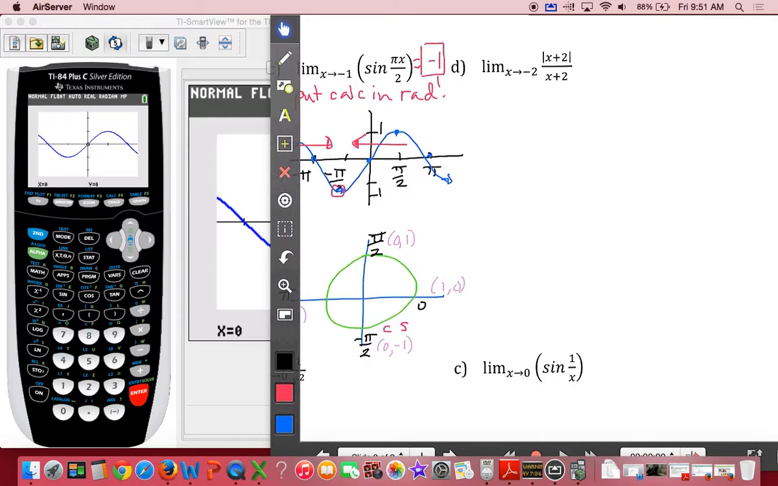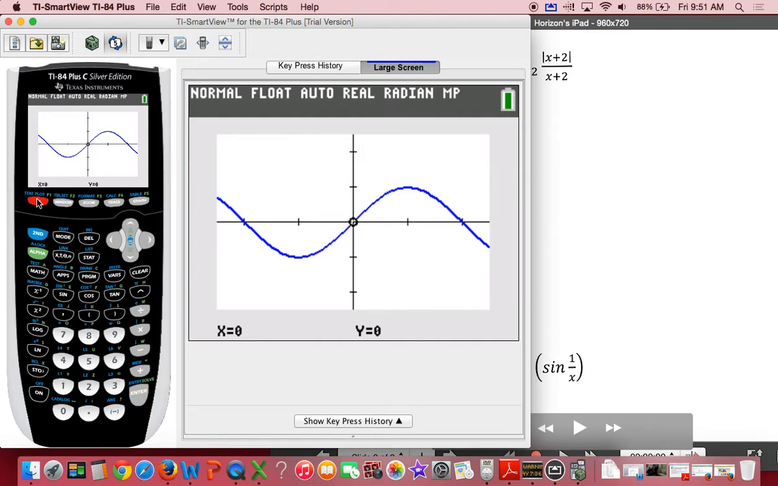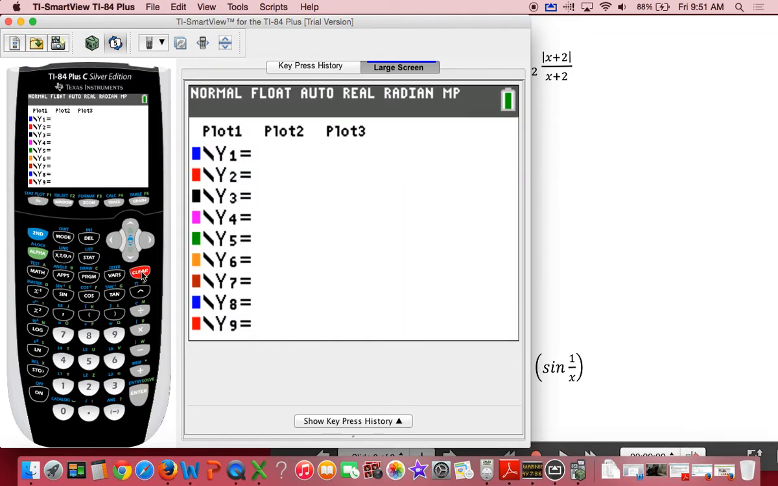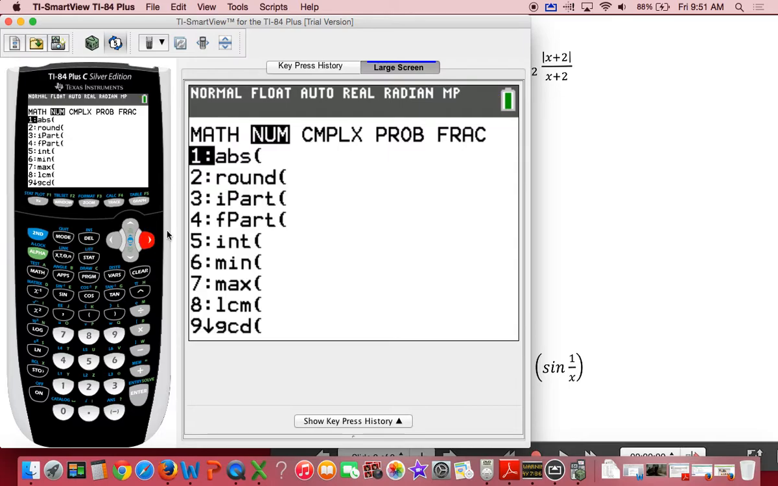This is an absolute value, which is interesting. So let's go ahead and put that in our graph. Go to y equals and clear that out. And then where do you find your absolute value? Where do you go to put in absolute value? The math button. So go to your math button, and then from there, go over to number, and you see this abs.